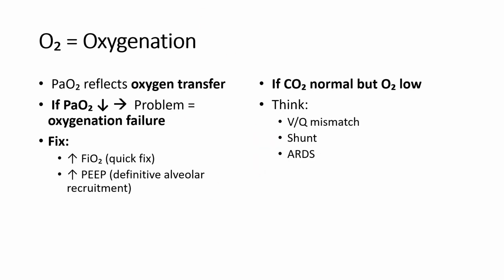Now PaO2 is reflecting the oxygen transfer. If PaO2 is low, that indicates oxygenation failure. So the quick temporary fix is increasing the fraction of oxygen you are providing, and to increase the alveolar recruitment, that is increasing the PEEP.